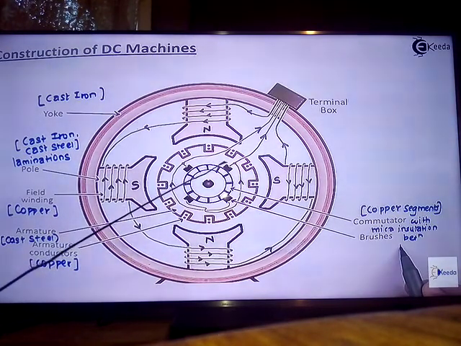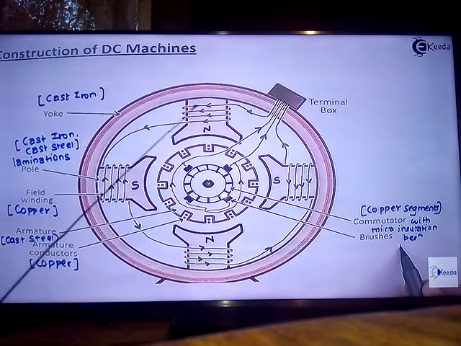Lenz's law tells you that around a current carrying conductor, there is a magnetic field built. So therefore, around these conductors which are carrying current, a magnetic field is built, and then the purpose of the pole is to strengthen the magnetic field. Point number one. Point number two, the armature also has got a core, and it has got conductors, armature conductors.